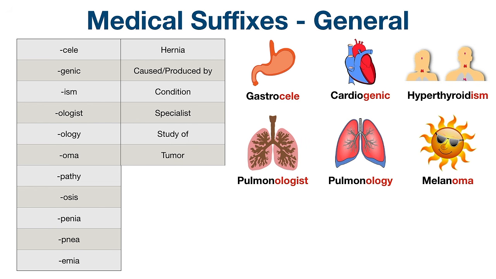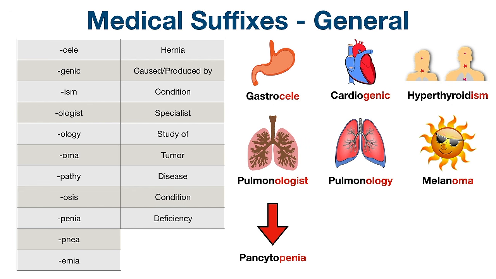The next suffix is oma, which refers to a tumor or growth. You can think of melanoma, which is a tumor of the melanin-forming cells. The next two examples were on the list of conditions and diseases. We have pathy, which refers to a disease, such as cardiomyopathy, and we have osis, which refers to a condition, such as tuberculosis. Moving on to penia, this means deficiency. An example is pancytopenia, which is a deficiency of all types of blood cells, including white blood cells, red blood cells, and platelets. Next, we have apnea, which refers to breathing or respiration.